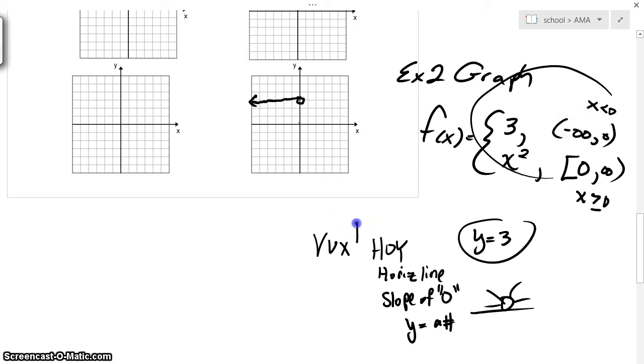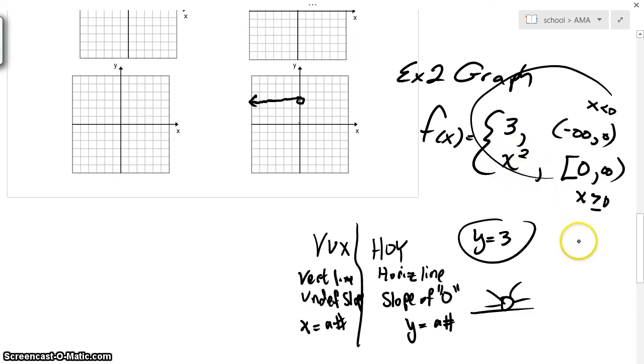By the way, just finishing talking about our mnemonics with Vux, you could have a vertical line. It has undefined slope, and we'd always have x equals a number. So very nice help there. But the one you use quite often in terms of functions, obviously vertical lines wouldn't be a function. Horizontal lines show up quite frequently.